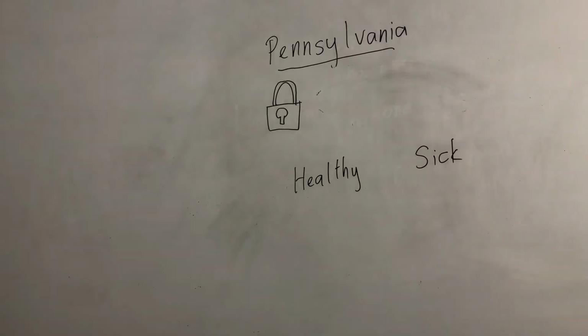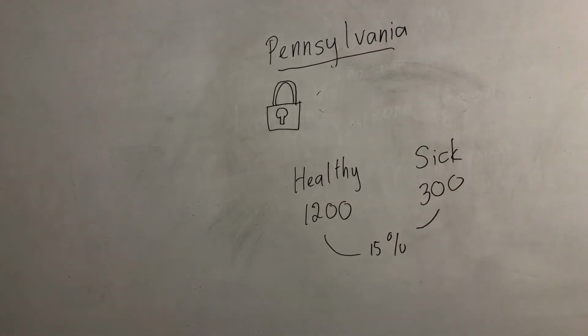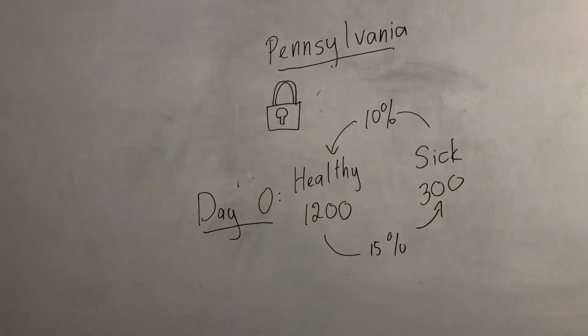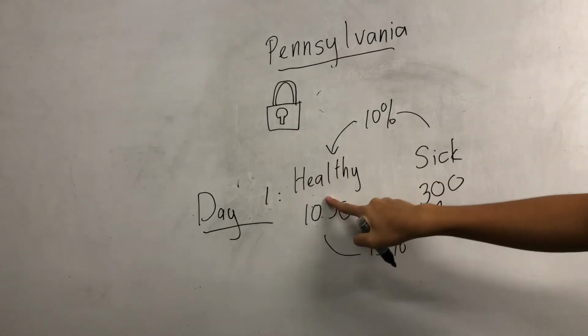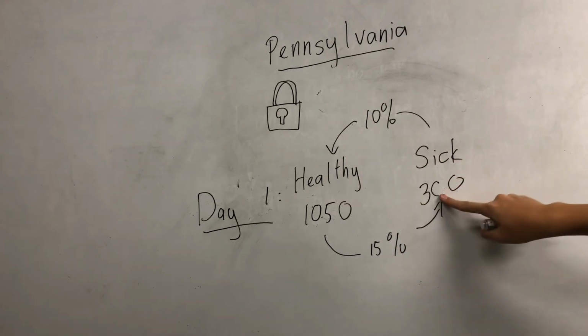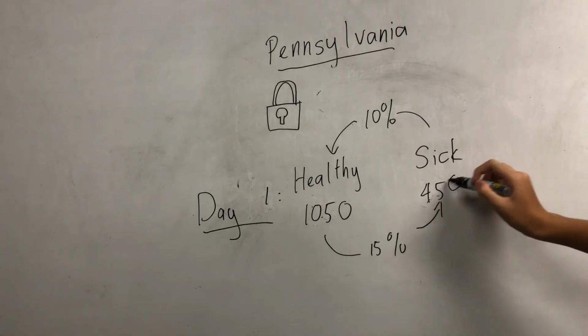Every day, 15% of the 1,200 healthy residents get infected, while 10% of the 300 infected recover. So, on the first day, the amount of healthy people would be 85% of 1,200 plus 0.1% of 300, which would give us 1,050. And the amount of infected people would be 15% of 1,200 plus 90% of 300, which would be 450.